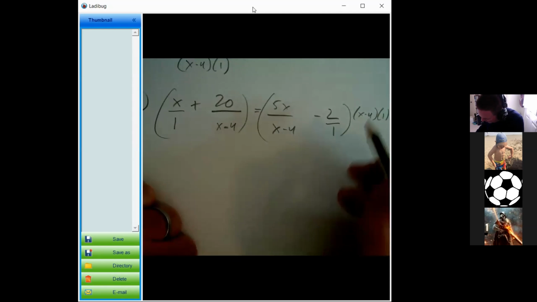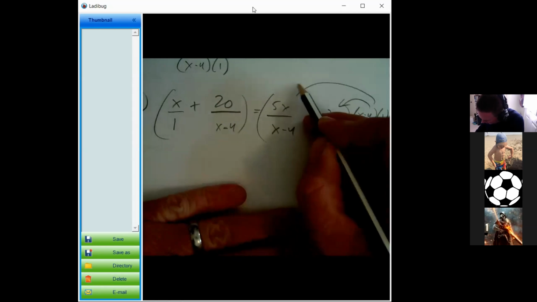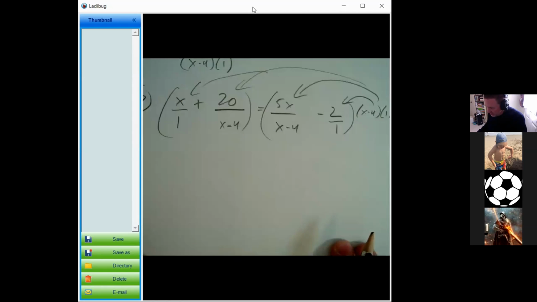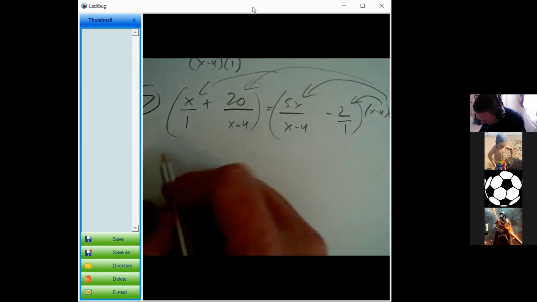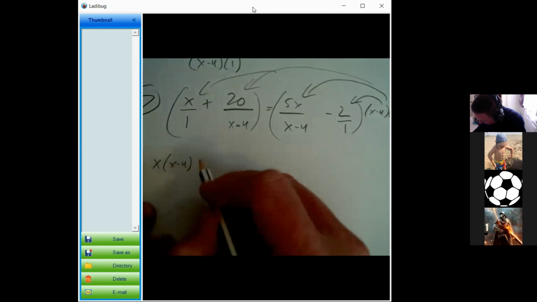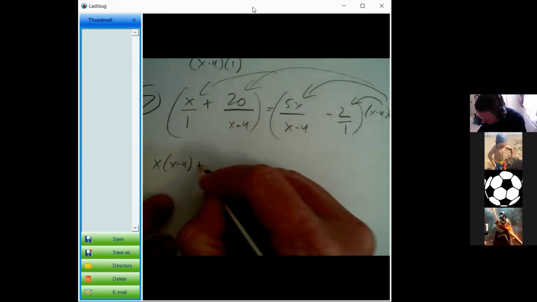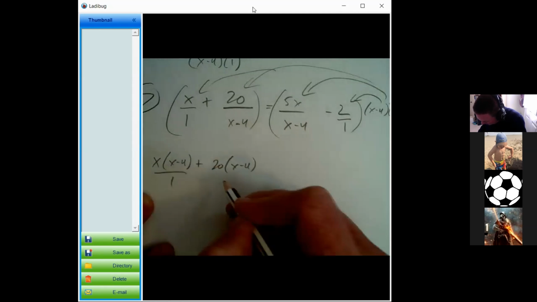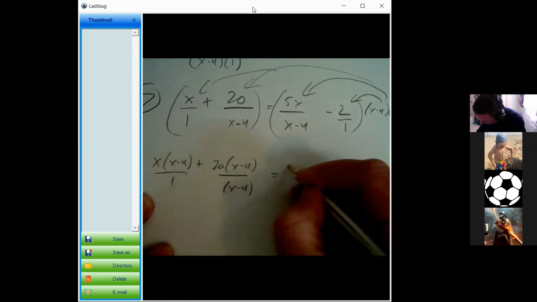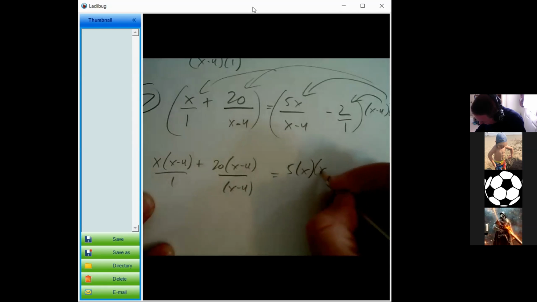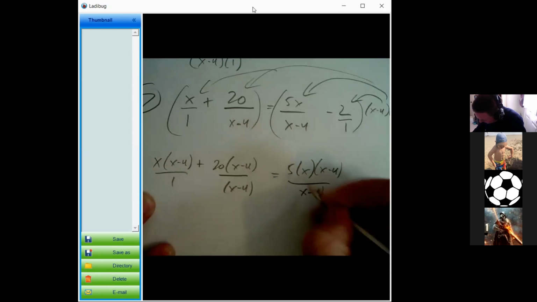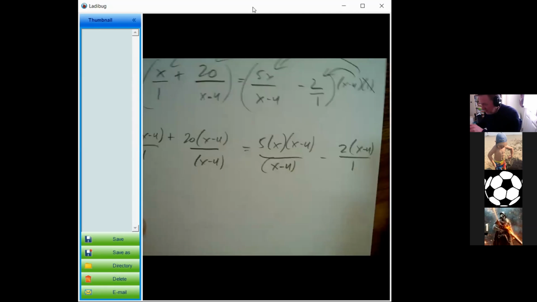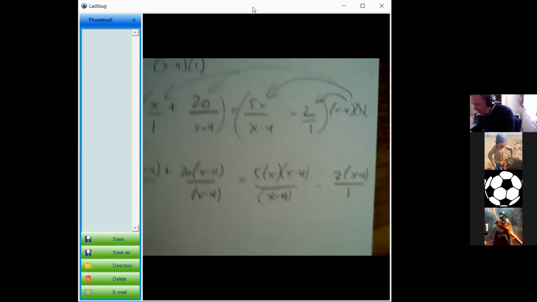But I'm going to multiply it to each of these on both sides, and all the way over here and all the way over here. Okay, so let's see what happens. So I'm going to have x times x minus 4. I'm going to ignore the 1. Plus 20 times x minus 4 equals 5x times x minus 4 over x minus 4 minus 2 times x minus 4 over 1. Can you see that? Can you see all that?